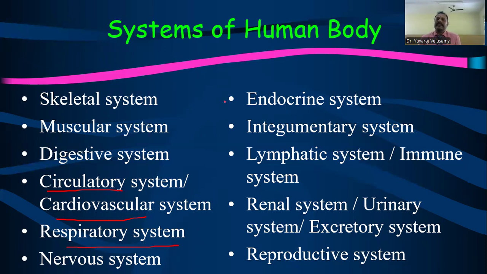The nervous system has two kinds of control mechanism. One is the electric impulse, the action potential.